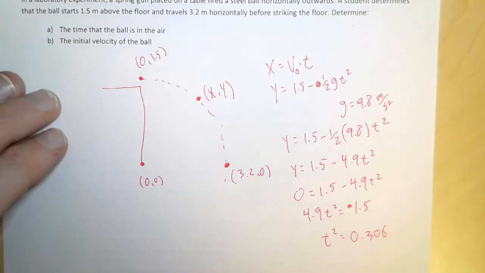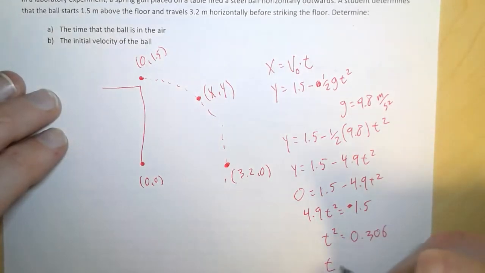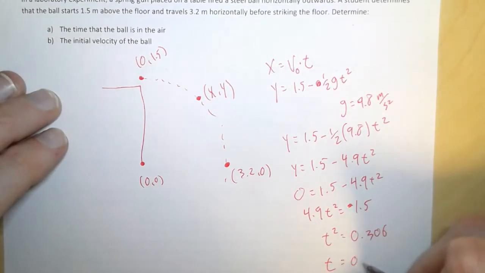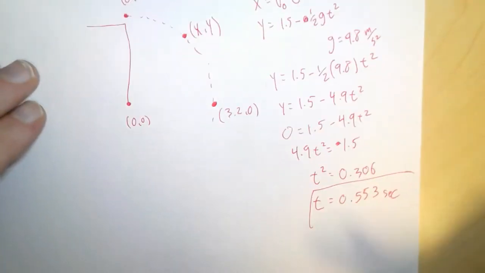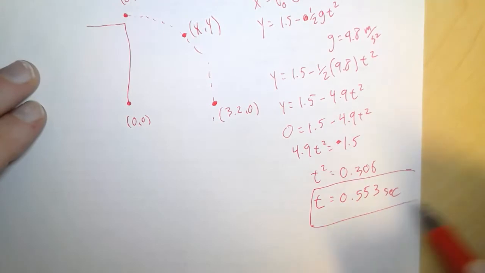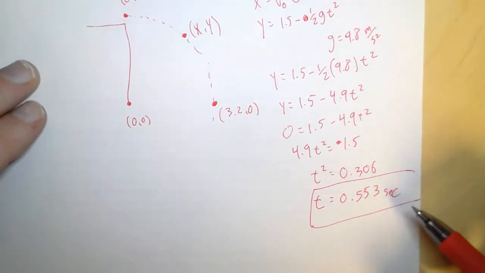And technically this would produce two answers, a plus or a minus, but we're not dealing with negative time here. So 0.553 seconds. So that is how long the ball is in the air.